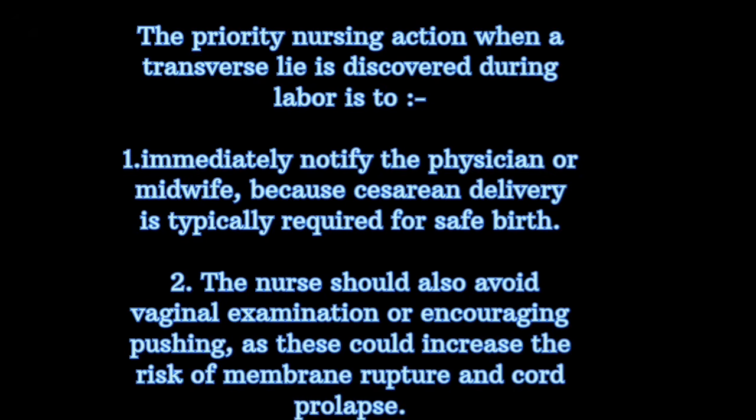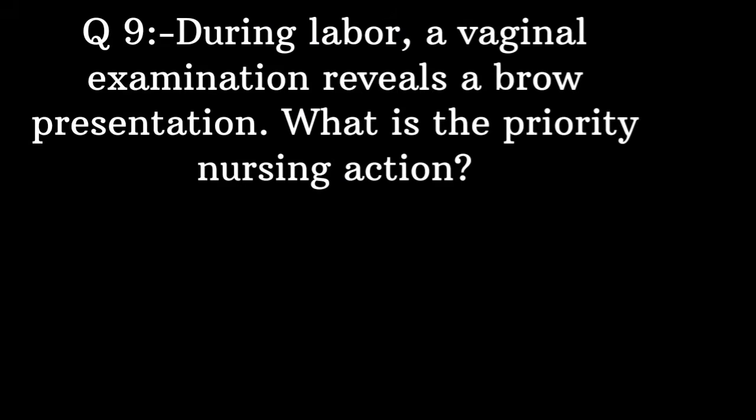The priority nursing action when a transverse lie is discovered during labor is, first, to immediately notify the physician or midwife because cesarean delivery is typically required for safe birth. Second, the nurse should also avoid vaginal examination or encouraging pushing as these could increase the risk of membrane rupture and cord prolapse. Question number 9.